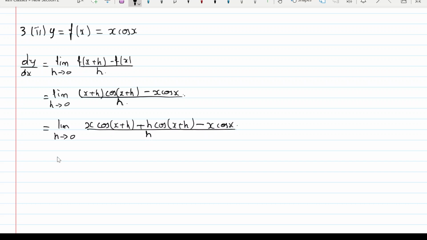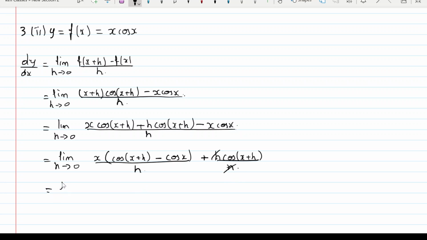divided by h, which is equal to limit as h tends to 0. So I'll take x common and I'll have cos of x plus h minus cos x. So I'm taking the first term and the last term, and the middle term as it is, h cos x plus h. And it's obvious I should split up h. So h is over here and this h is over here. H and h cancels.